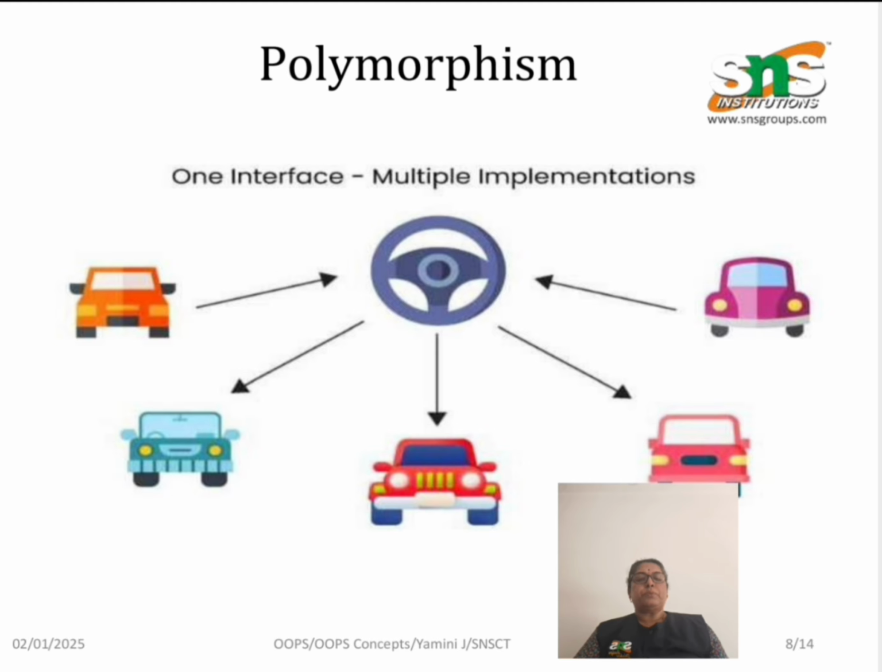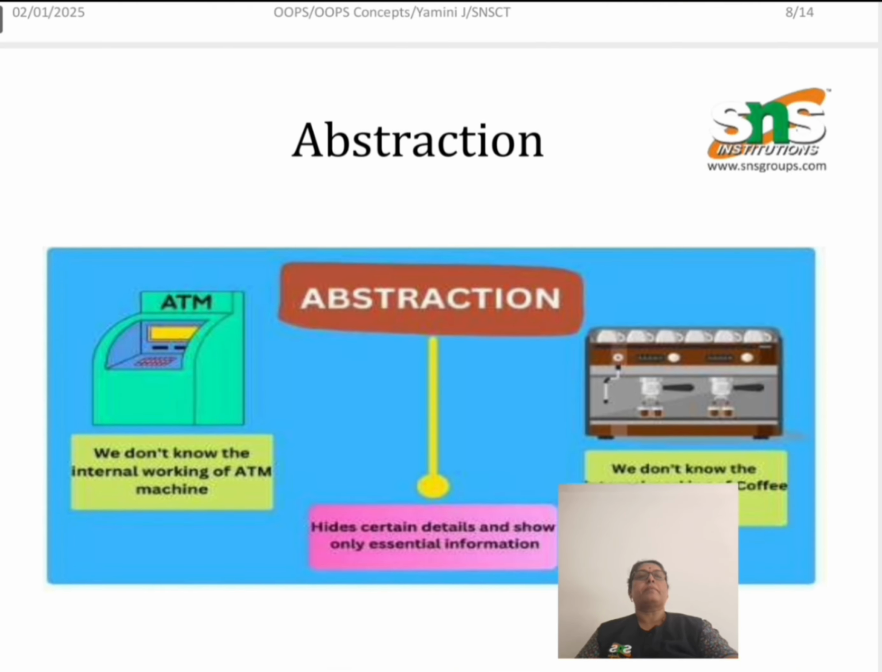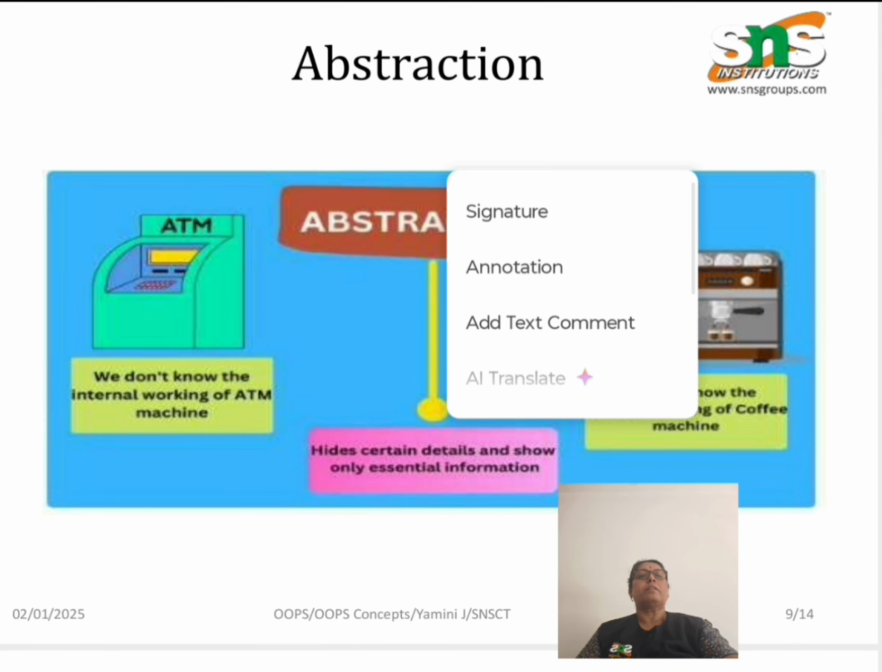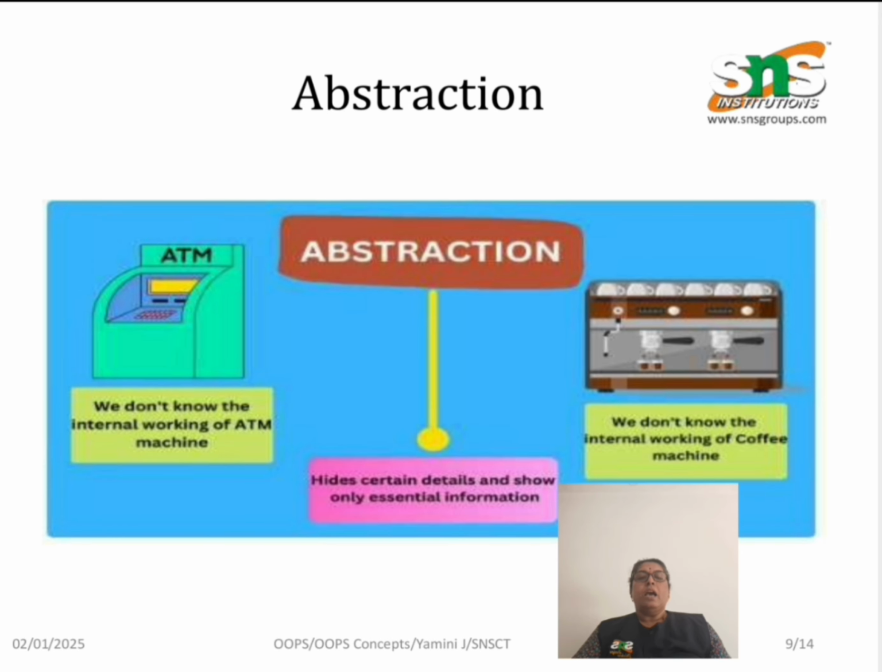Next one, abstraction. Abstraction means hiding unnecessary details and showing only essential information. It helps the user focus on what an object does rather than how it does it. For example, when you drive a car, you only use the steering and pedals without knowing how the internal engine works.